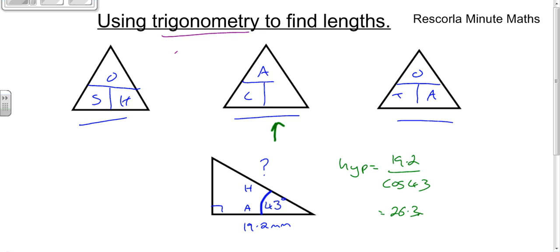That's going to be millimeters. Well done, and keep watching this one over and over, and hopefully you should get it.